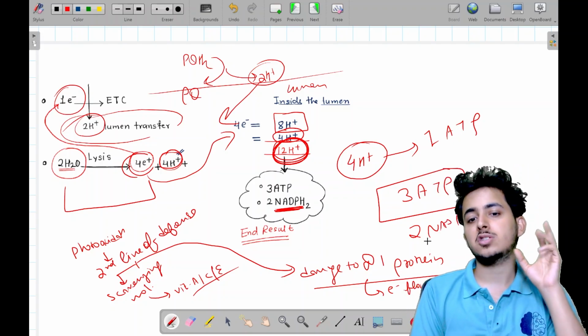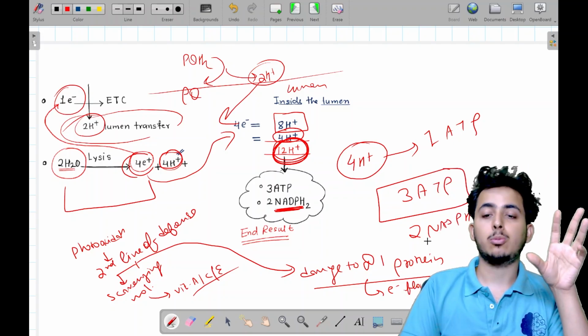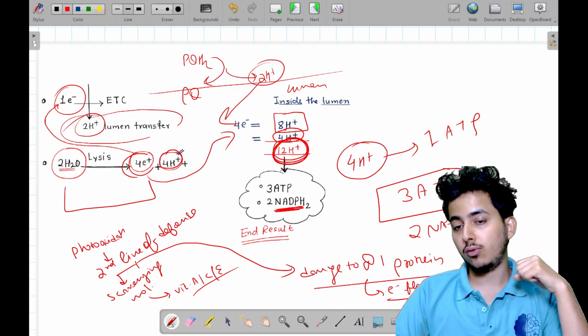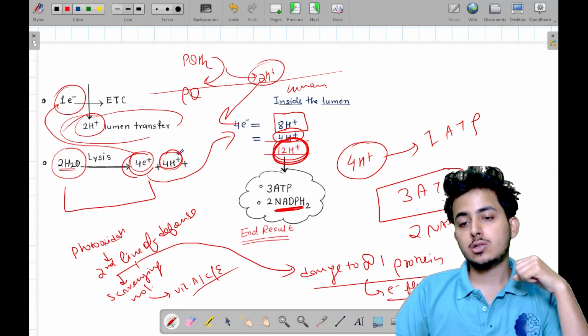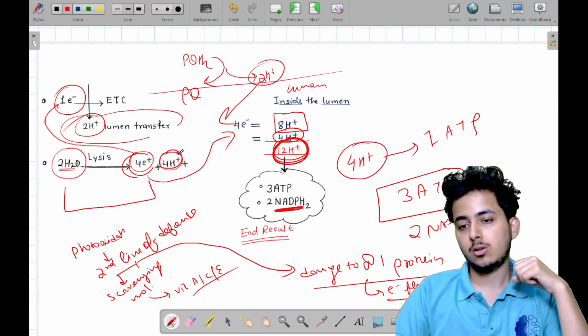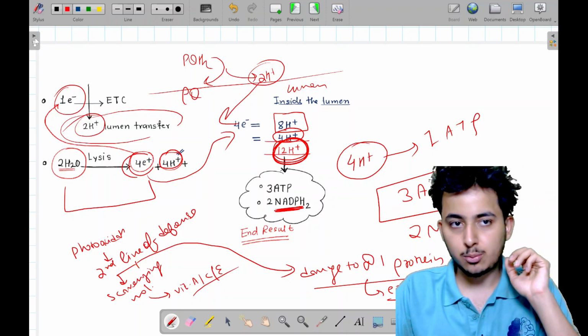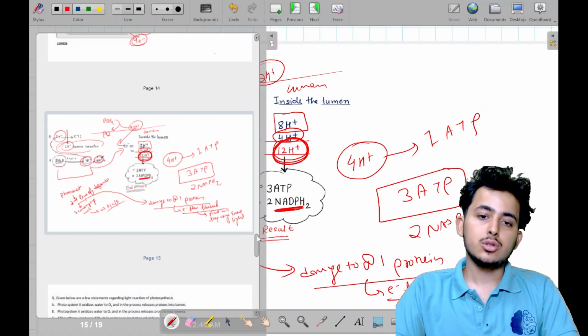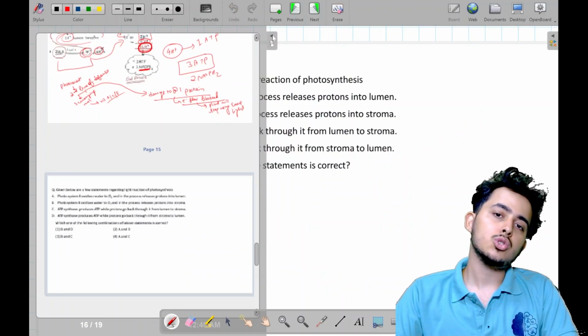So that is the concept behind damaging the D1 protein, that is, to block the electron flow, and the plant will stop utilizing light, stop using excess light. So this is the whole thing about the D1 protein damage. If this part is clear, then we can solve the questions.